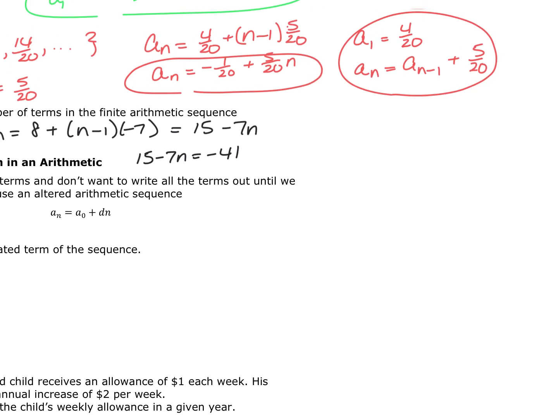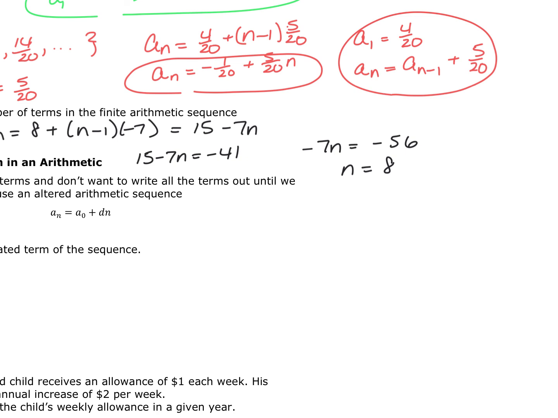And this works every time you have an arithmetic sequence. So I have negative 41. I'm going to subtract off 15. Negative 7n is equal to negative 56. That means n is equal to 8. So I have 8 terms.